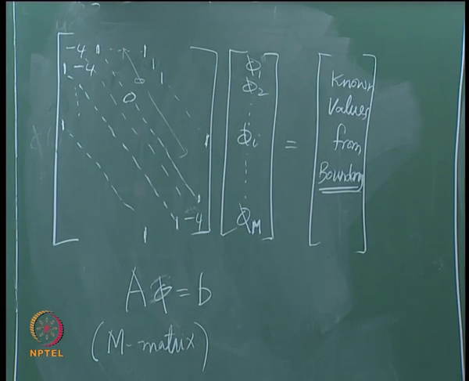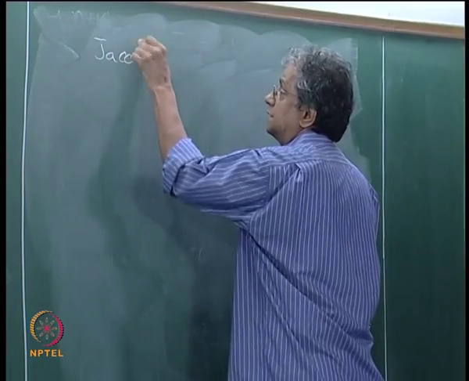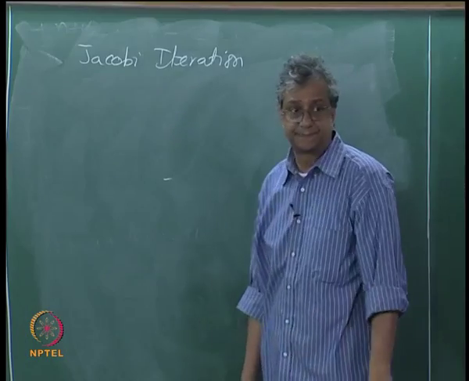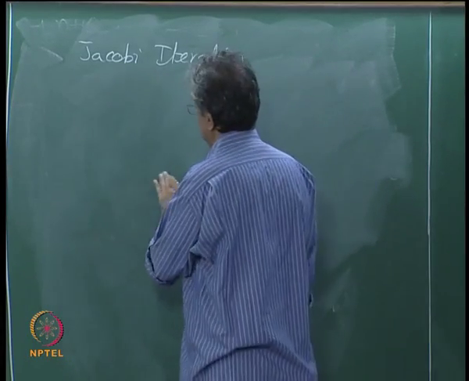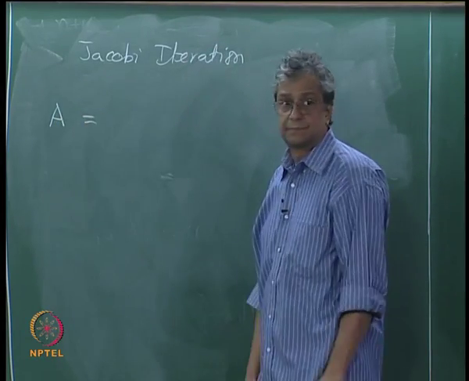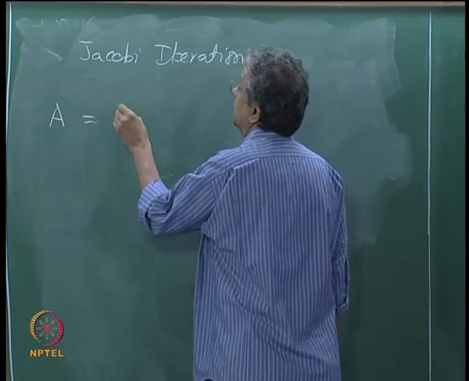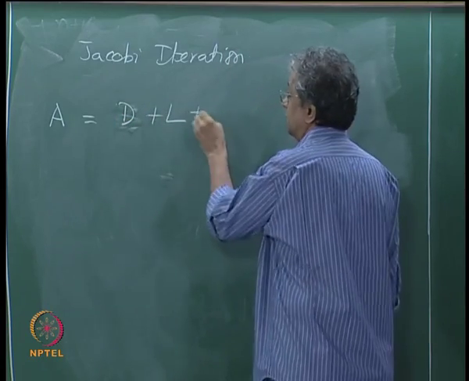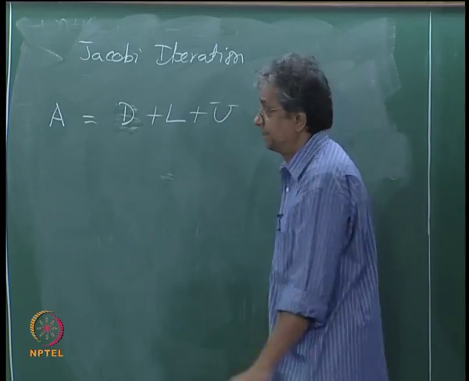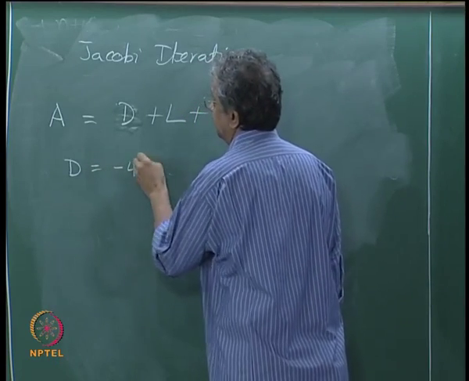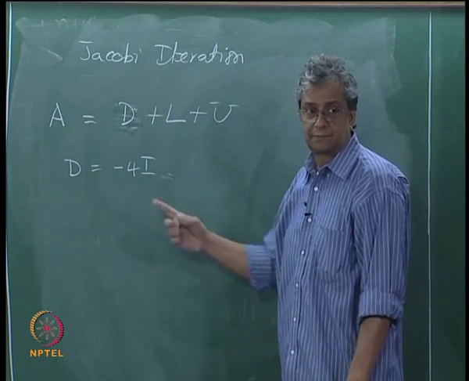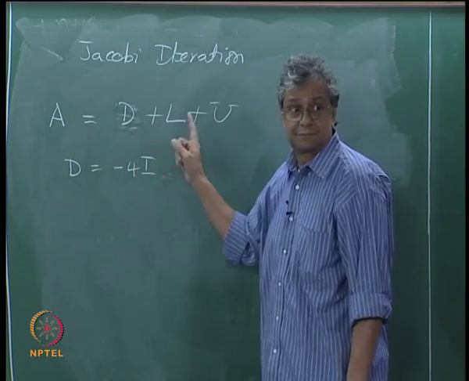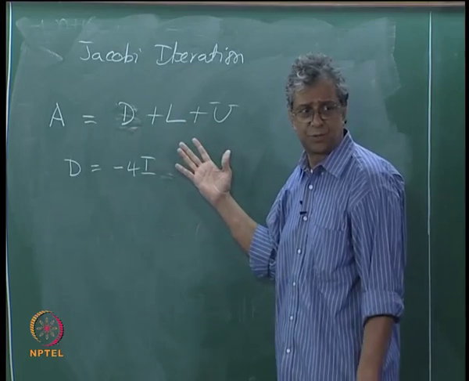So when we do Jacobi iteration, okay, what are we doing? The matrix A can be partitioned as a diagonal matrix D plus a lower triangular matrix plus an upper triangular matrix. Just to give you an example, the diagonal matrix D is minus 4 times I, right. The remaining part, lower and upper triangular, you can extract out. I think that you can do.